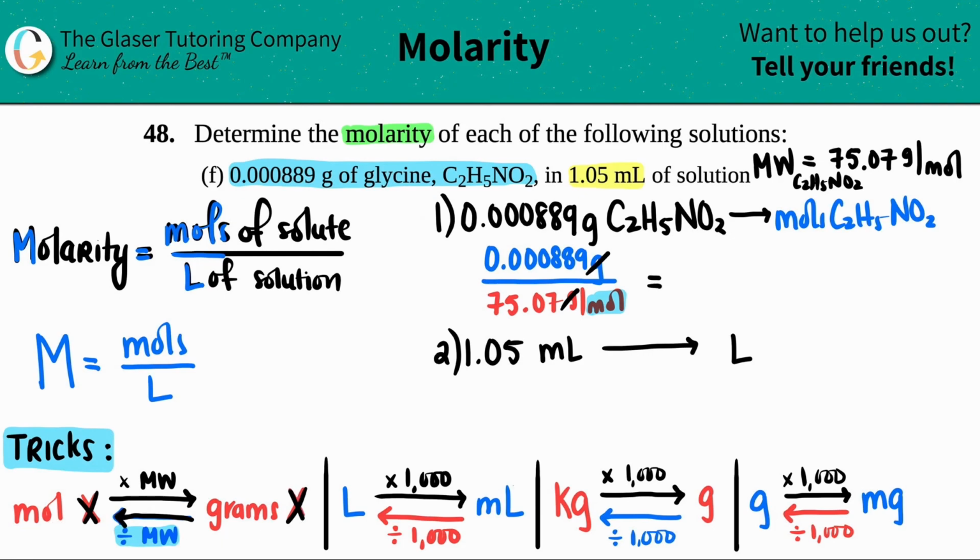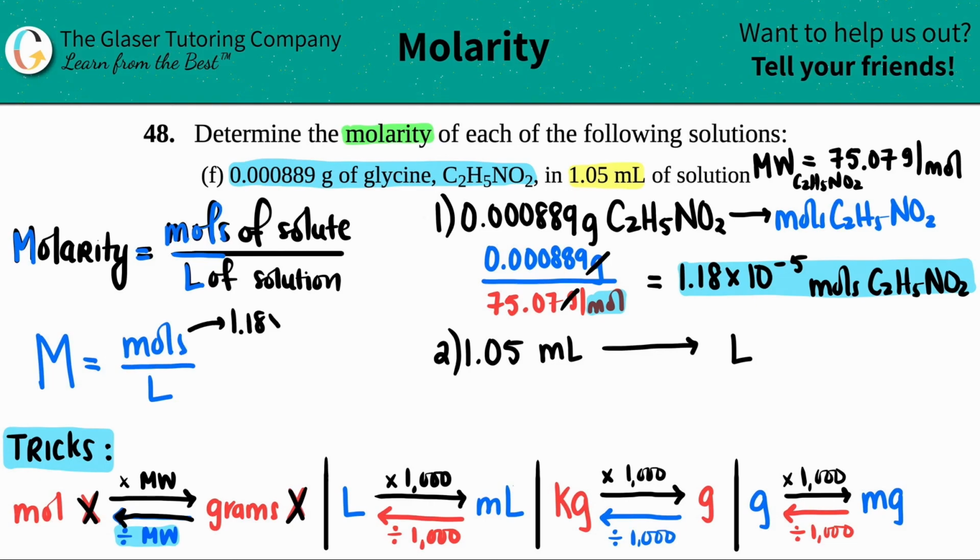So let's just see what we got. 0.000889 divided by 75.07. If we're keeping up with sig figs, it should be roughly 3 sig figs, so 1.18 times 10 to the negative fifth moles of glycine, C2H5NO2. Okay, so we found one component. We just found out the moles. So this number is going to go up here. We just found out that this one was 1.18 times 10 to the negative fifth moles.